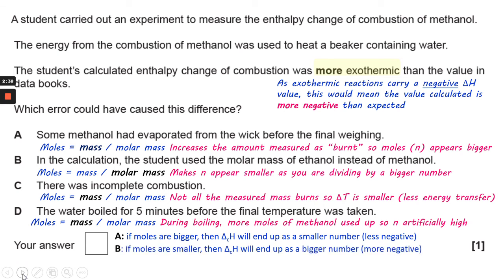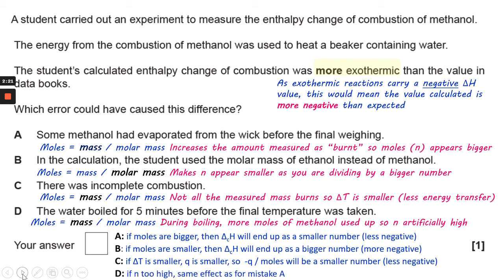In mistake B, if the moles are smaller, then delta CH will end up as a bigger number, more negative. In mistake C, if delta T is smaller, Q will be smaller, so minus Q over moles will be a smaller number, again making it less negative. And finally, if the number of moles measured is too high, it has the same effect as for mistake A. In other words, the value is less negative.